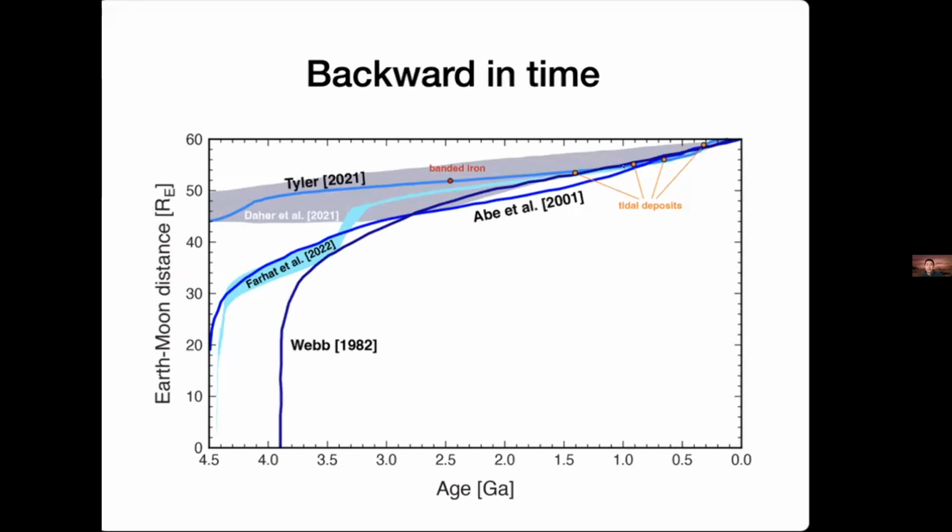Also shown are geological estimates, four from tidal deposits and one from banded iron formation. The oldest tidal deposit estimate, at 1.4 Ga, was published in 2018, so Webb and Abe and others were of course not aware of this constraint. So it's kind of remarkable that Webb's model is still compatible with this latest constraint. The banded iron formation-based estimate has been around since the late 1980s, and it remains very controversial, so it's a little bit surprising to see that this data point was taken seriously by Tyler 2021. But the point here is that when it comes to tidal evolution in the Hadean or the Archean, the existing models start to diverge quite substantially.